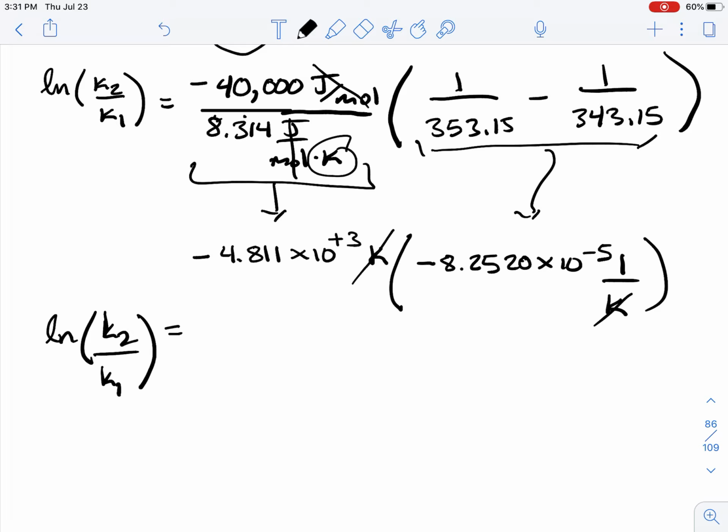Okay. So now I'm going to go ahead and multiply those two values. That's negative 4.811 times 10 to the positive 3. And so what I get is 0.3970. To determine the ratio, I'm going to take the exponential of both sides. So I'm going to press second ln in my calculator, and then plug in my answer. And it looks like the ratio K2 over K1 is going to be approximately 1.49.